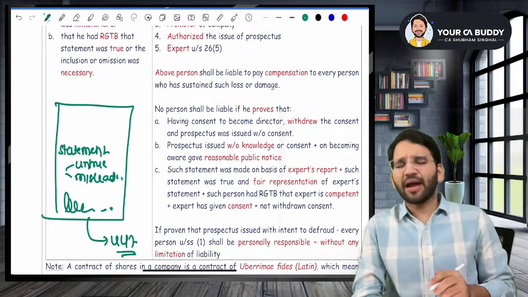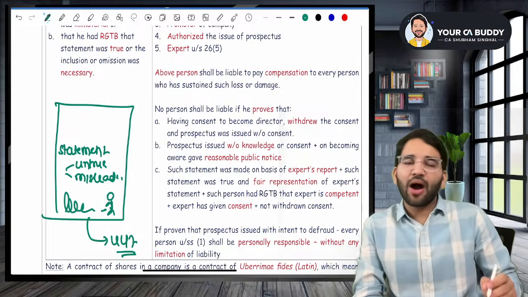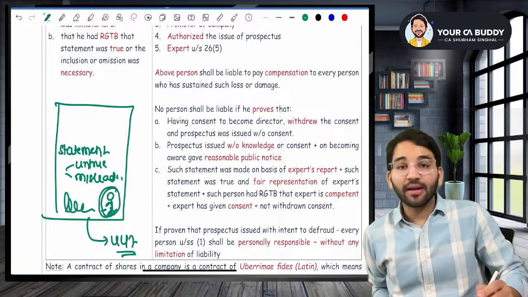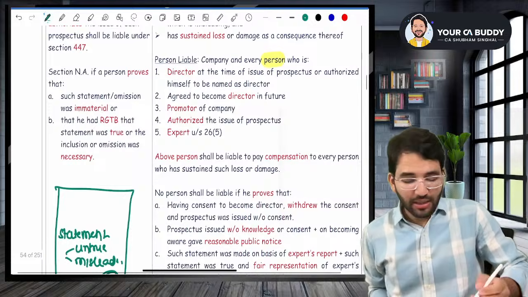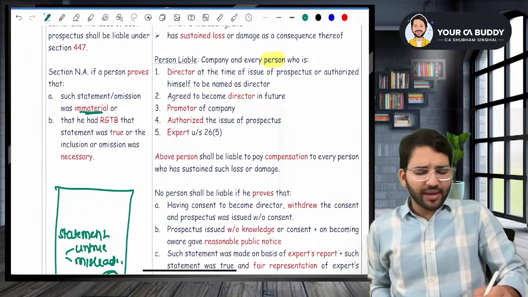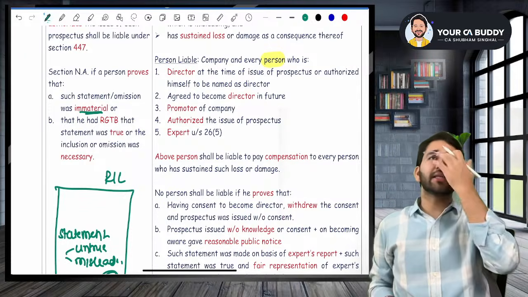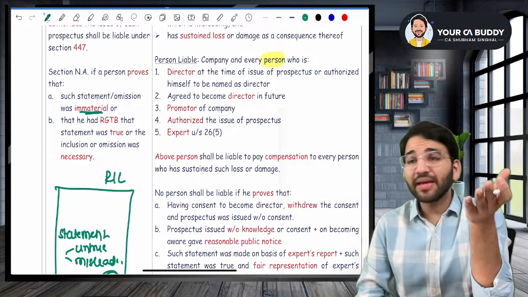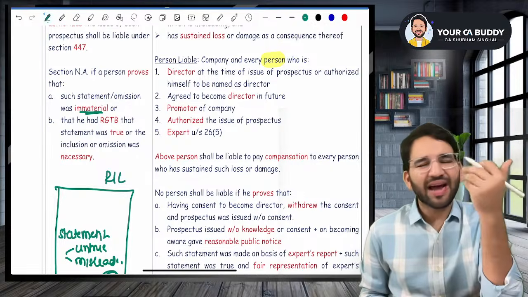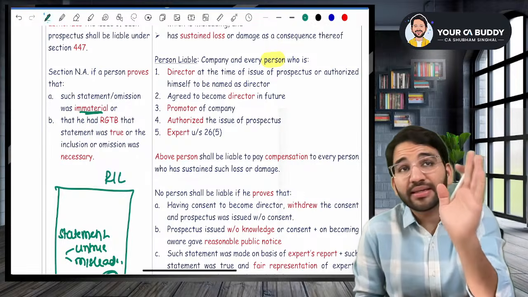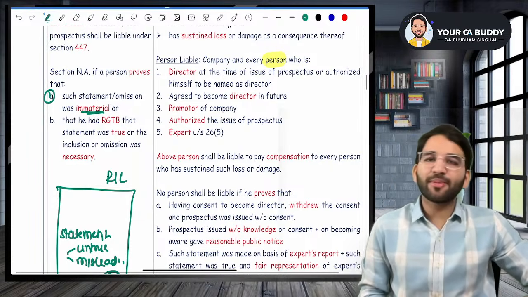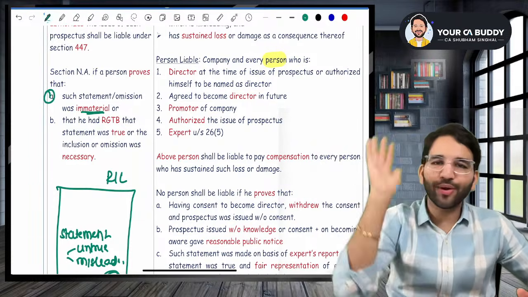Now, how can I escape this liability, sir? How can I get rid of this liability? There are two exceptions. If a person proves that the statement or omission was immaterial. For example, Reliance was making a report in which, instead of writing Neeta Ambani, the wife of Mukesh Ambani, he wrote Tina Ambani. Is it untrue? Yes, sir, it is untrue, but it is immaterial. So if you prove that the statement or omission was immaterial, no one is going to bother you.